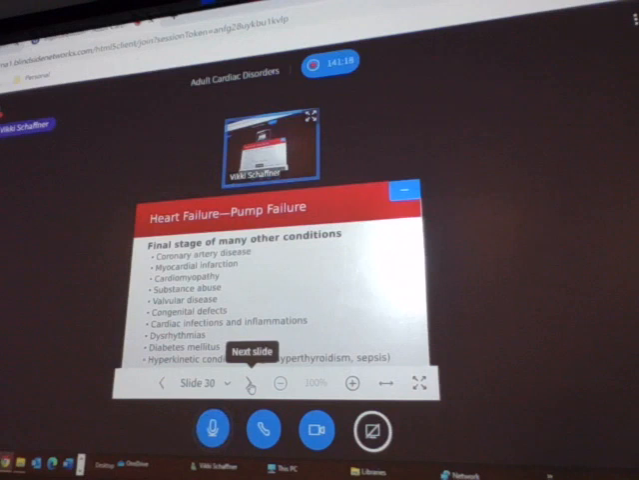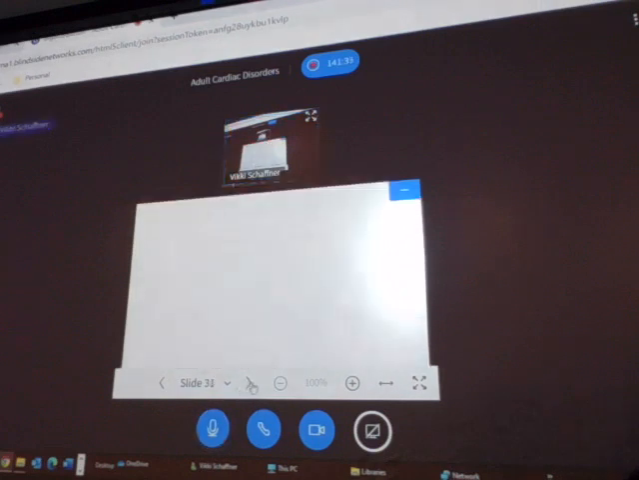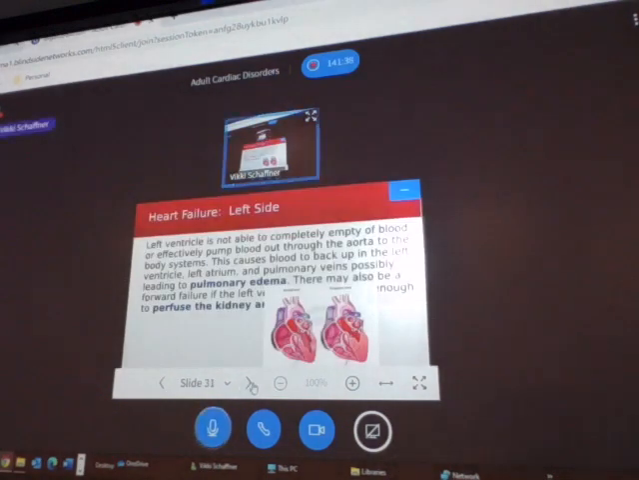So when we talk about heart failure, what does heart failure mean? Heart failure is a clinical syndrome that occurs as a result of the inability of the ventricles to fill or pump enough blood to meet the body's oxygen demands and needs. Okay, so left-sided heart failure here.